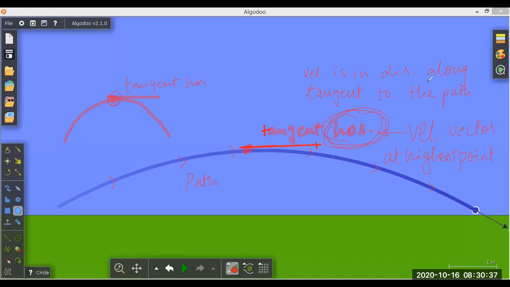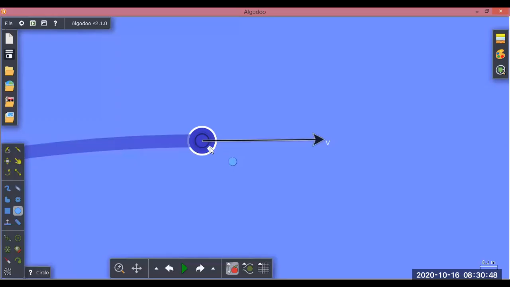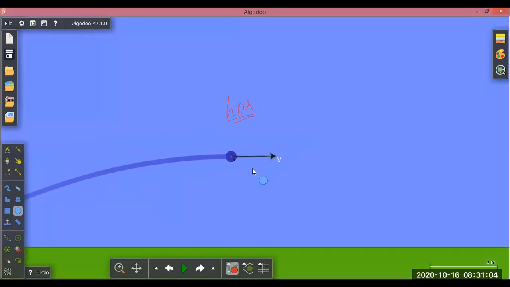So overall what I'm saying is that if you just go back over here to where the particle is at this highest point, we are seeing that the velocity vector is horizontal. That's the whole thing that I'm trying to explain. This velocity vector is horizontal. Is that clear, everyone? No, I don't want to turn off gravity anywhere.